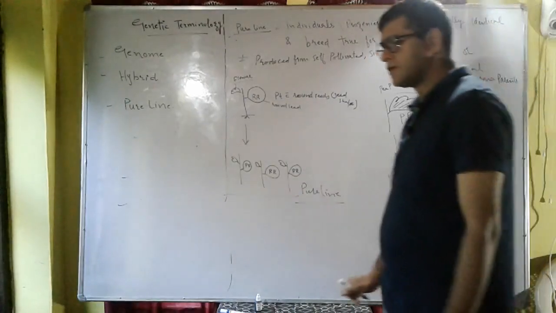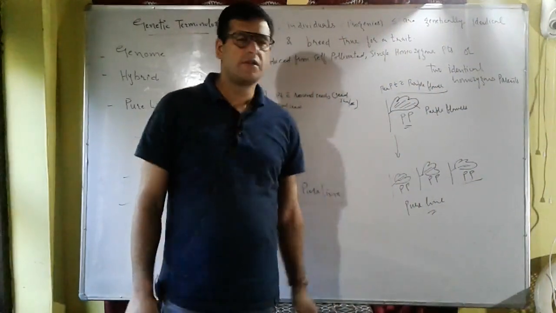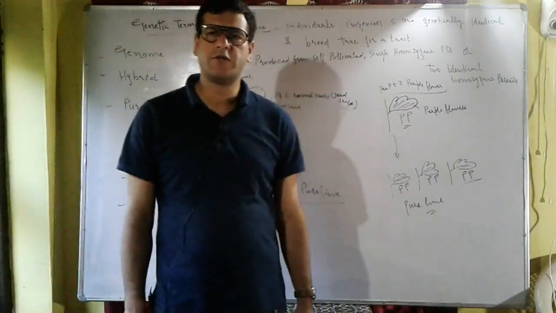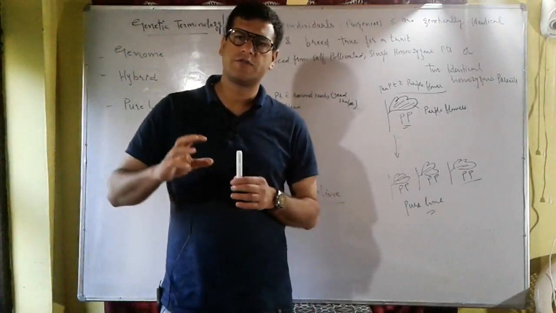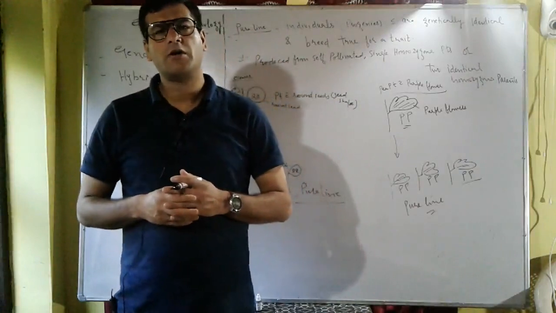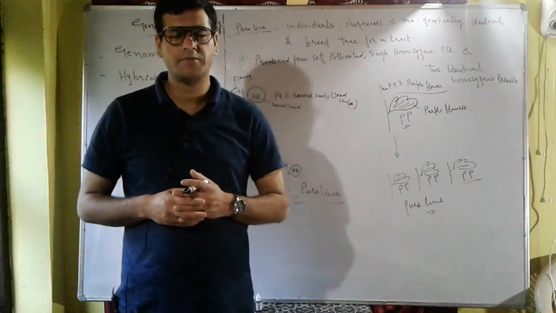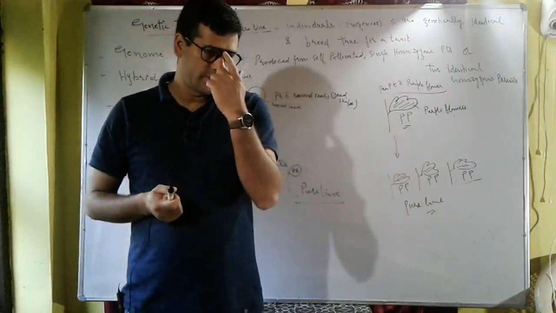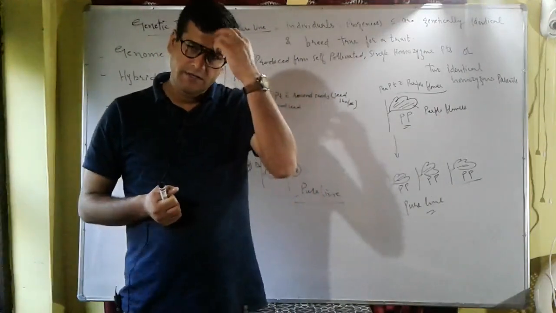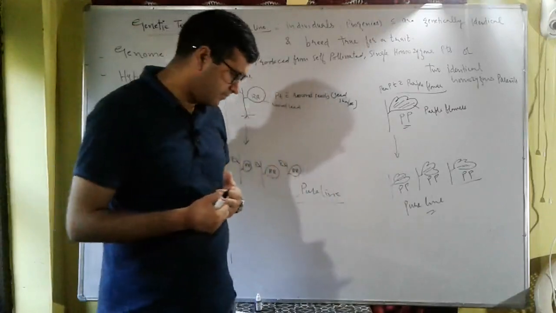So pure line individuals are genetically similar to their parents, and they always breed true. These pure line individuals show the same trait generation after generation because these pure lines have the homozygous condition. Sometimes pure lines can also have the recessive trait, but that should be homozygous.